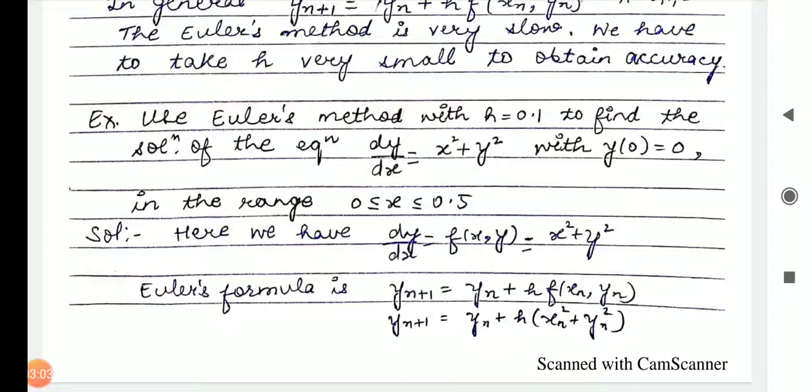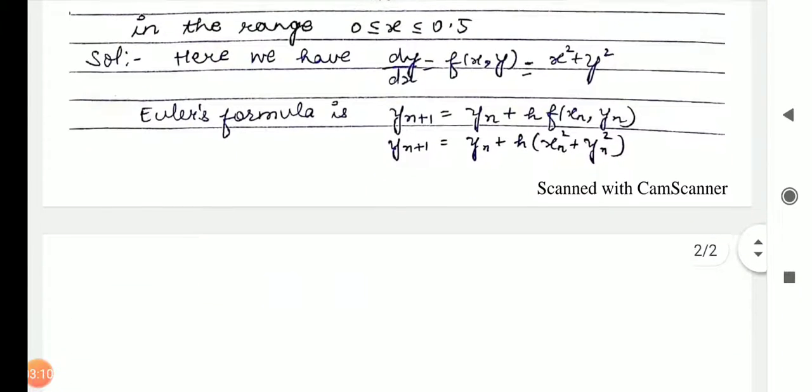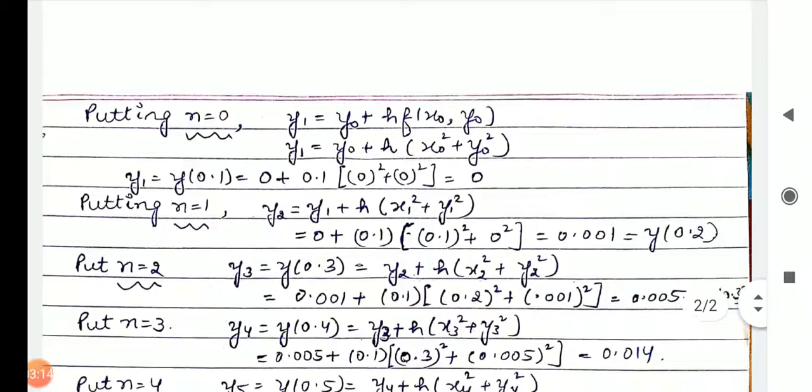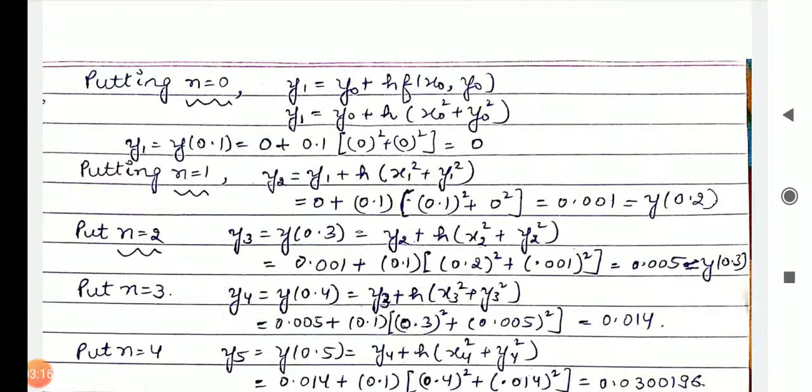As per the given differential equation, f of x comma y is equal to x square plus y square. So we have replaced f of xn comma yn by xn square plus yn square. On substituting values in the above formula, putting n equal to 0, we have y1 is equal to y naught plus h times x naught square plus y naught square. The values of x naught and y naught are both 0. So we have substituted these values and obtained y1, that is y at 0.1, as 0.